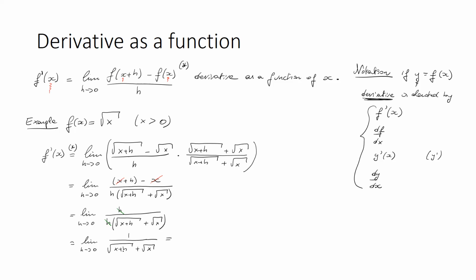And now I can let h go to 0 in this last expression, and I get 1 divided by 2 times square root of x. And so to summarize, this tells us that the derivative of the square root function is 1 divided by 2 times the square root function itself. And here you see really nicely that the derivative is itself a function of x, because on the right-hand side you have that x. So depending on what value you substitute for x, the result is going to change. So here very clearly we see that the derivative is a function of x.